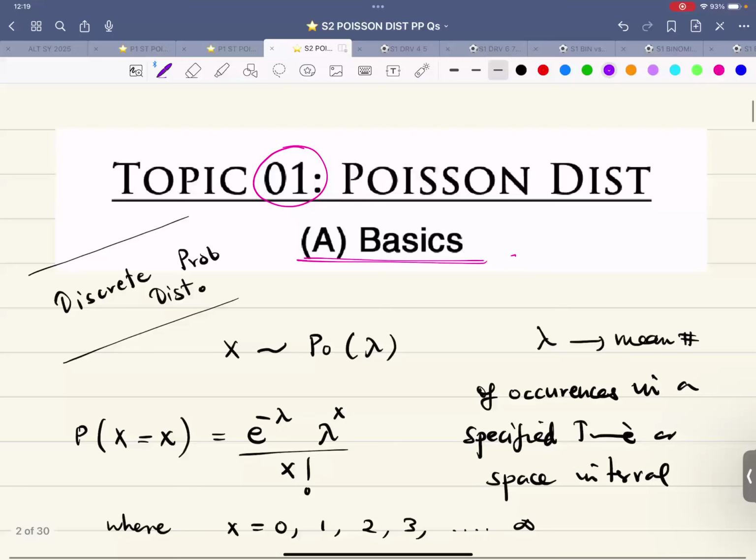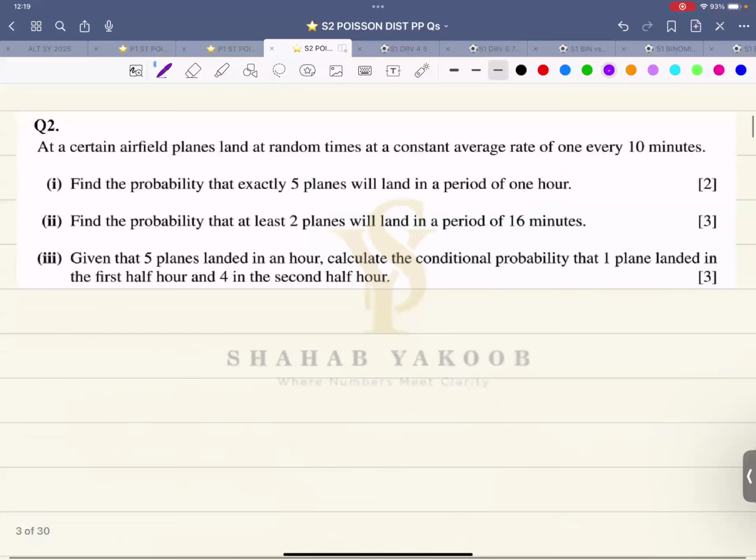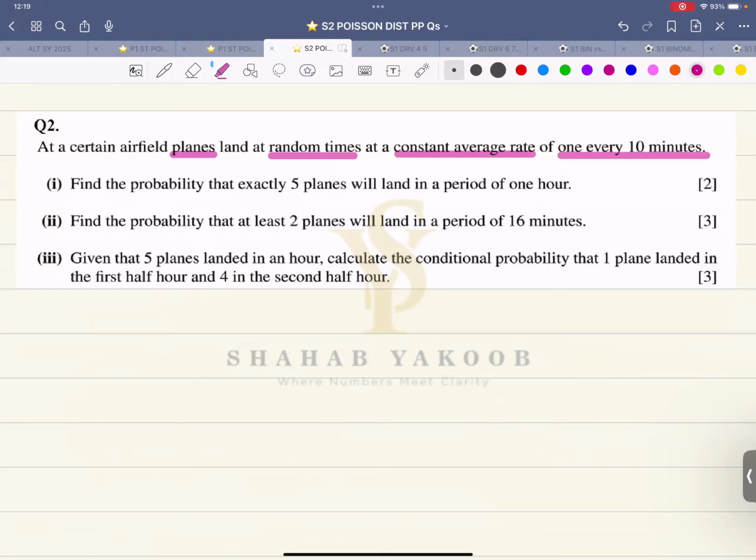So that is basically the whole chapter. Let's start with the questions. Now the first question. Let me get the highlighter ready. It says at a certain airfield, planes land at random times at a constant average rate of 1 every 10 minutes. First part, find the probability exactly 5 planes land in a period of 1 hour.